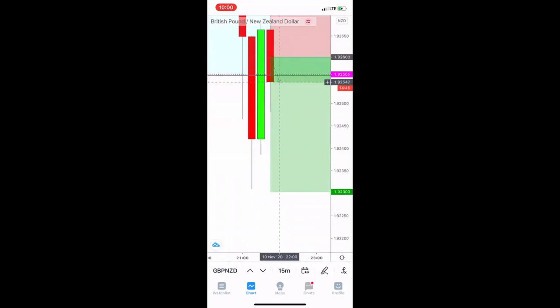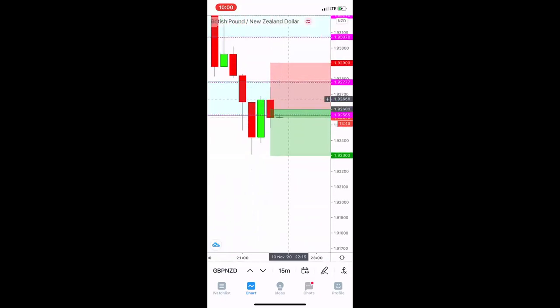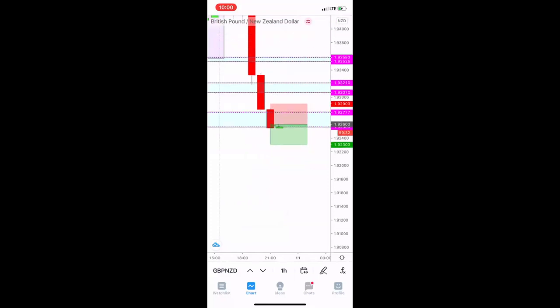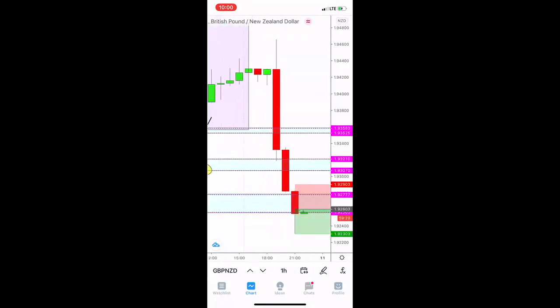So again, if I was a trader and if I was a price trap trader, I would be looking to secure an entry in this market right now for the British pound to the New Zealand dollar. But that's just me. That's just my opinion. This is not financial advice. Take this as you will.